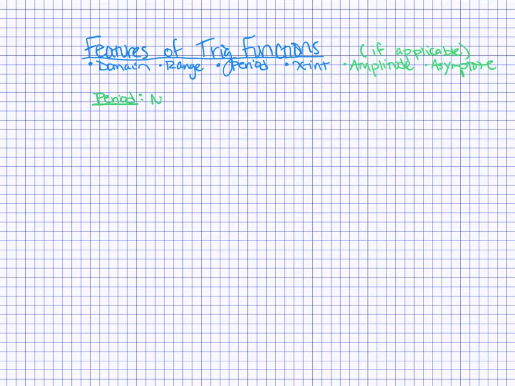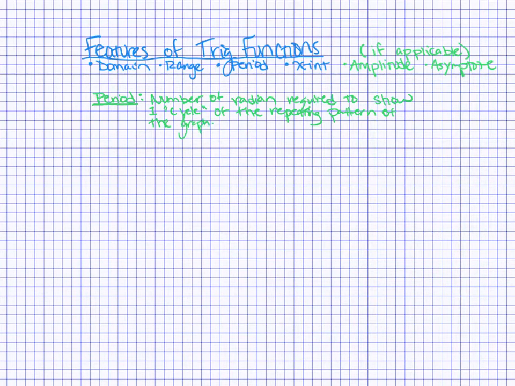So our period is the number of radians required to show one quote-unquote cycle of the repeating pattern of the graph.